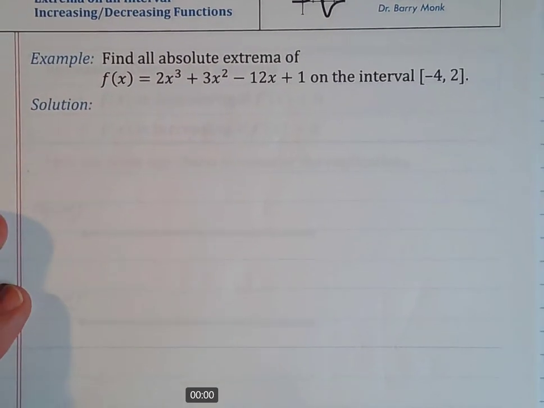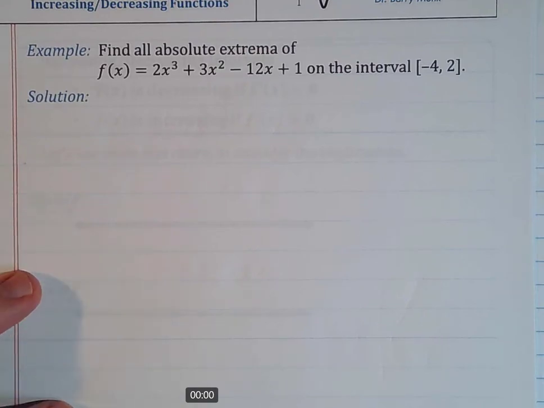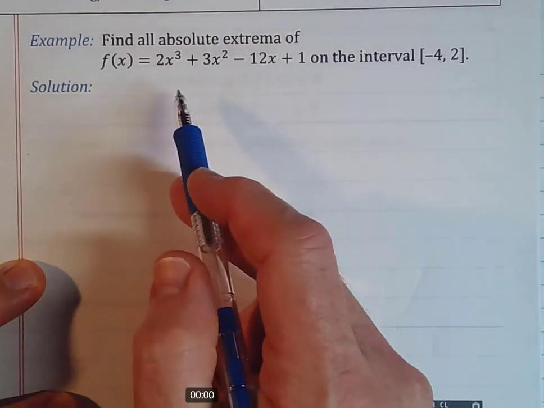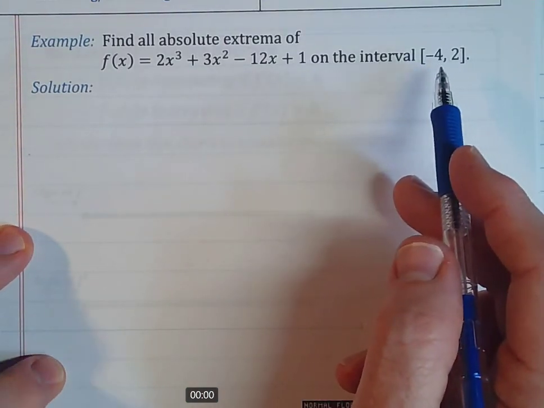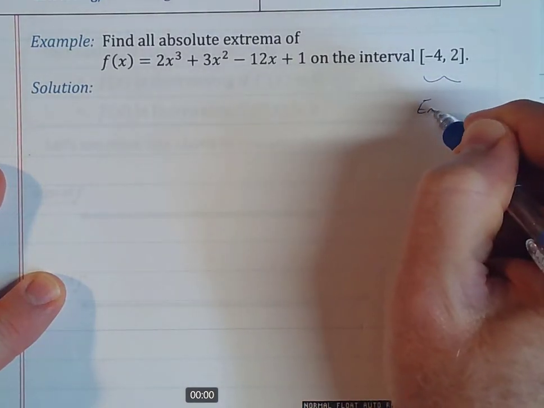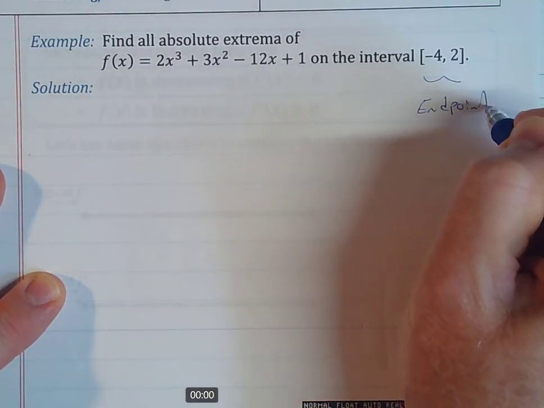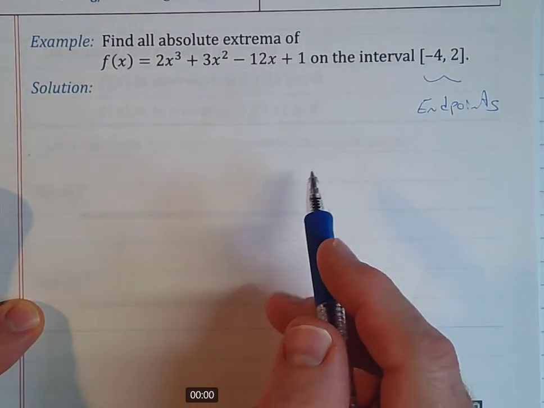Let's go in here and find all the absolute extrema of f of x equals 2x cubed plus 3x squared minus 12x plus 1. And we want to do that on the interval from -4 to 2. So, first of all, we're only interested in what's going on between -4 and 2. So we see we've got our endpoints here. Okay. And we're going to need to find our critical numbers.